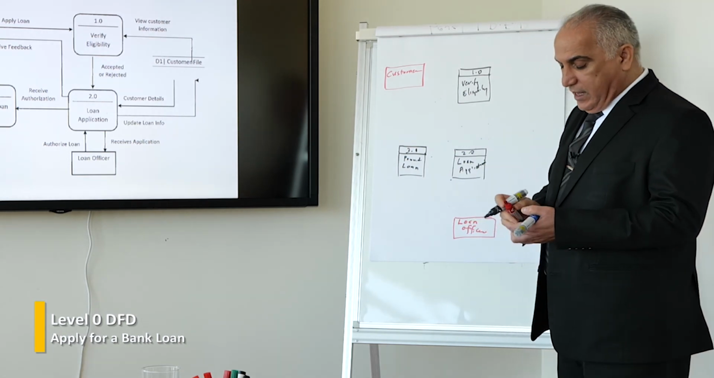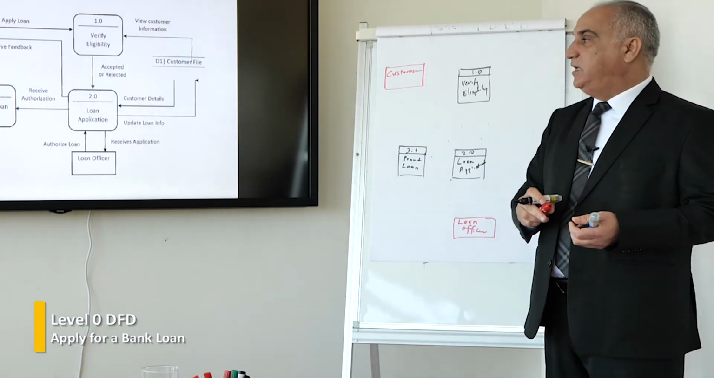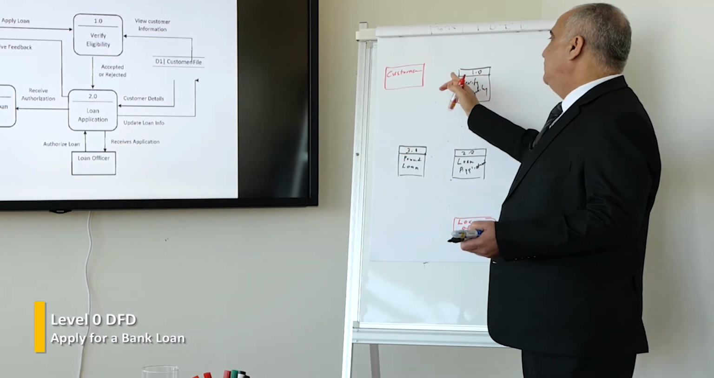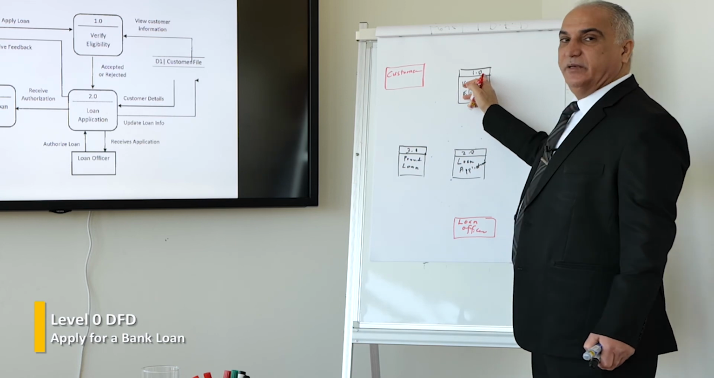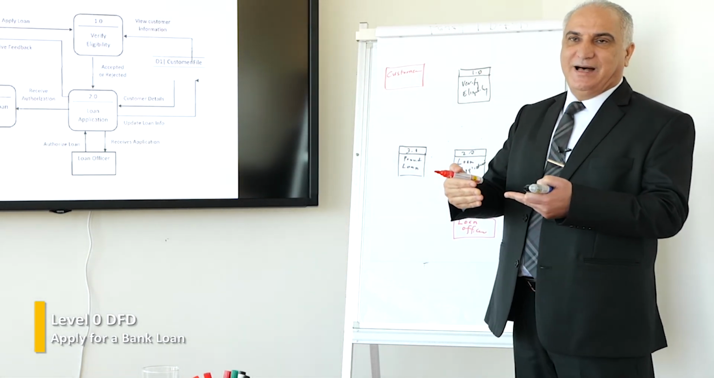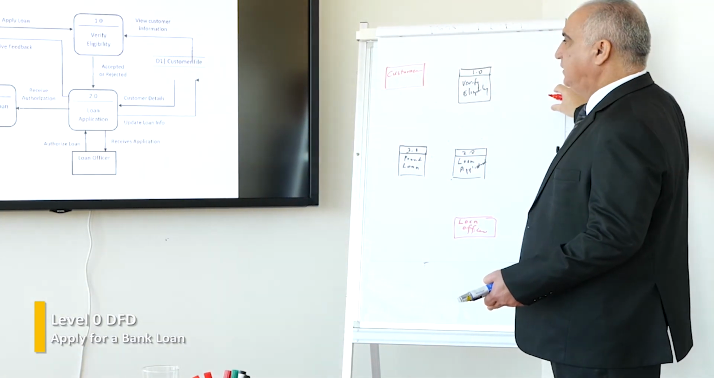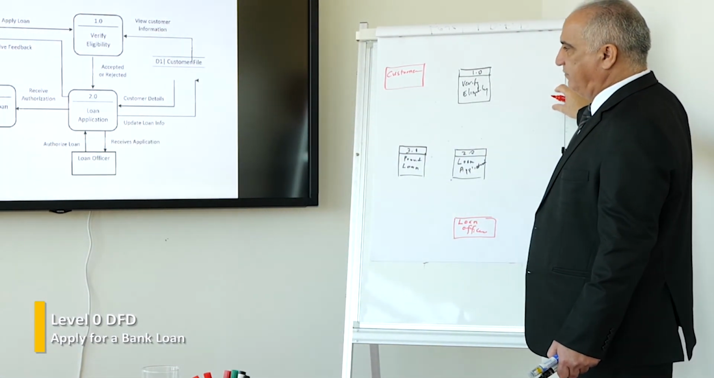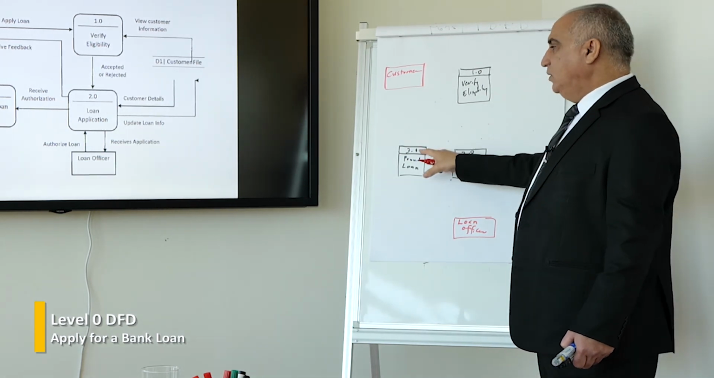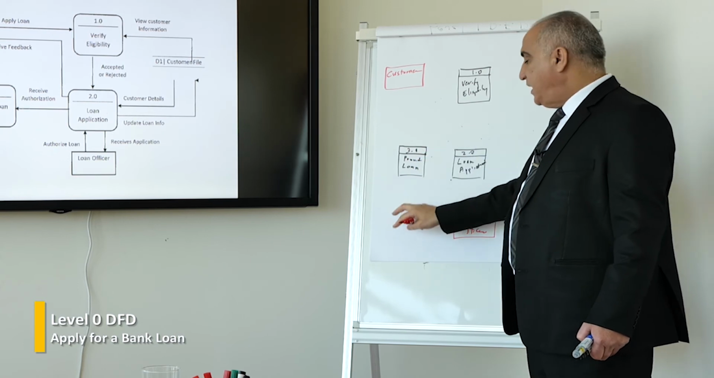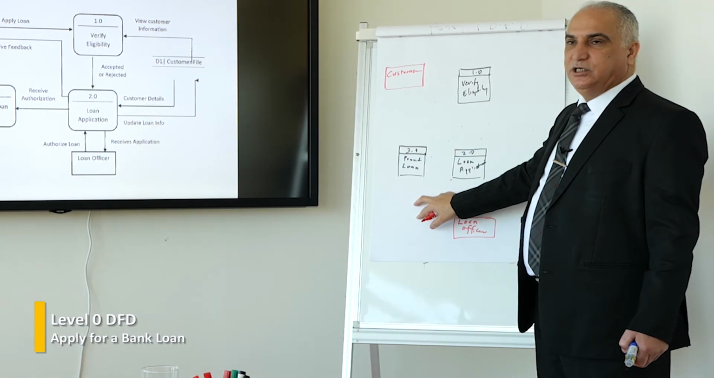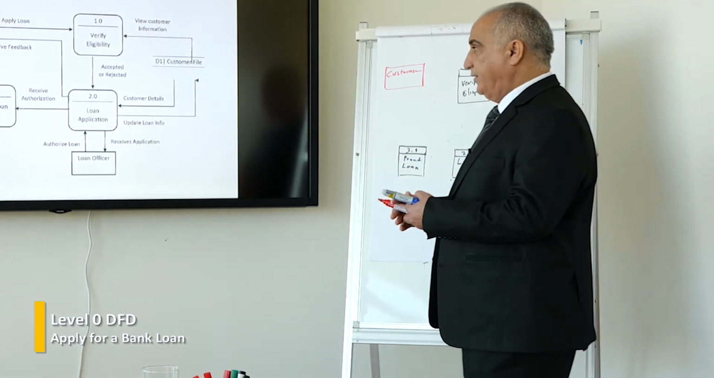Now we need to identify the data files. First, the customer checks for availability, meaning he has to check for data, and we call this the customer data file. And then once the loan is approved, we have the customer loan file, and we call this D2. So let's do it together.